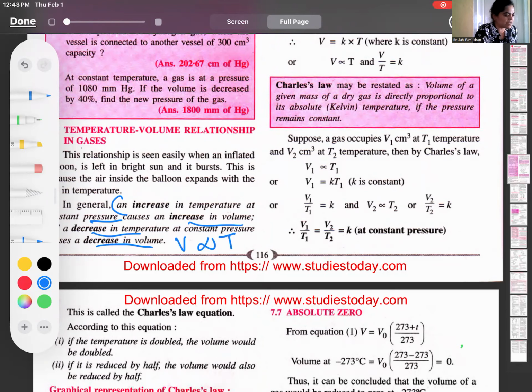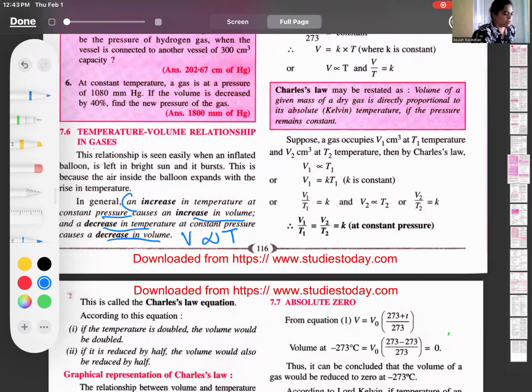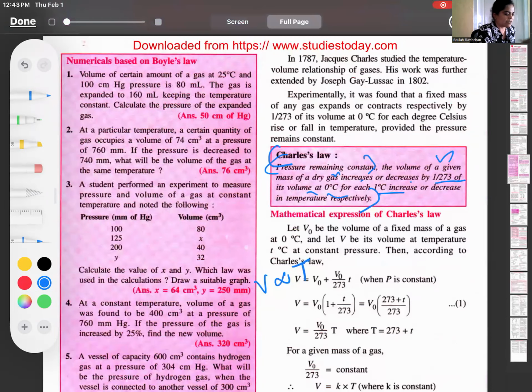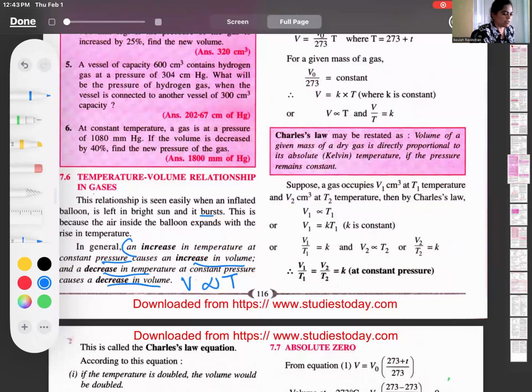This is because the air inside the balloon expands with rise in temperature. Why did the balloon burst? So this is the reason. If the temperature increases, then the volume also increases.